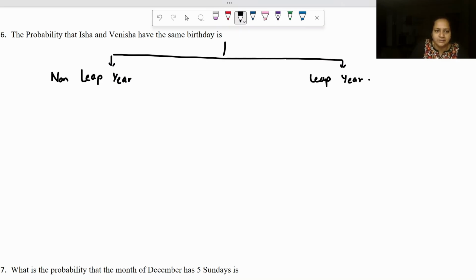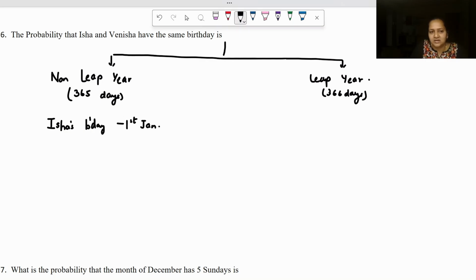Now, if it is a non-leap year, how many days? 365 days. And a leap year has 366 days. Suppose Isha is born on, say, Isha's birthday. We are assuming any day. Say we say it is on 1st Jan. Then for Venisha to have the same birthday, she has to be born on the same date. So out of 365, she has only one choice. That is 1st of Jan. So the probability in this event is going to be 1 out of 365.